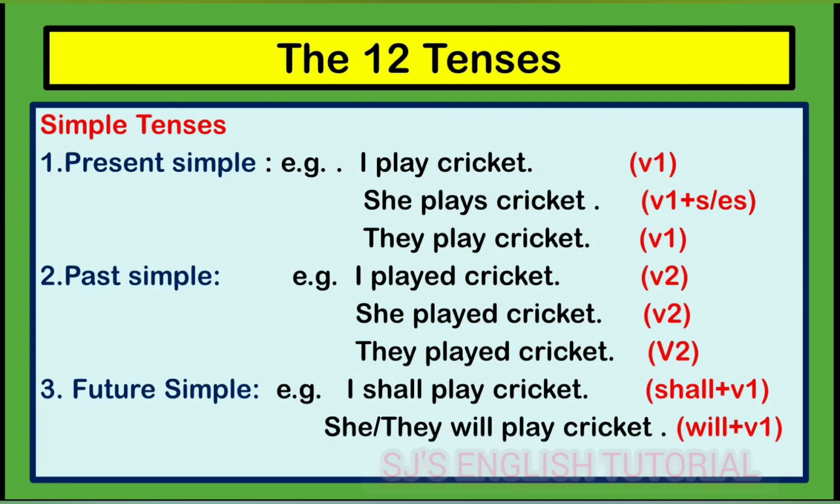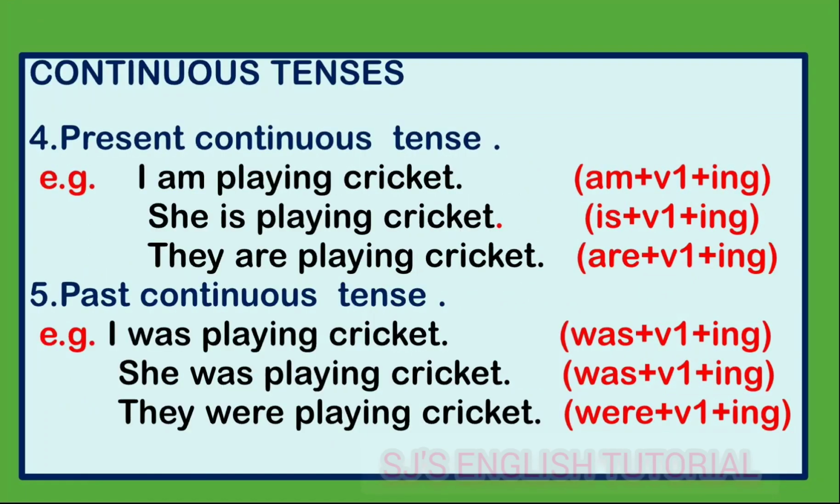The third simple type is future simple. Example: I shall play cricket, he or they or she will play cricket. Here with I and we we use shall plus V1, and with the remaining subjects we use will plus V1. Hence we have 3 simple tenses. Now we move to continuous tenses: present continuous, past continuous and future continuous tense.